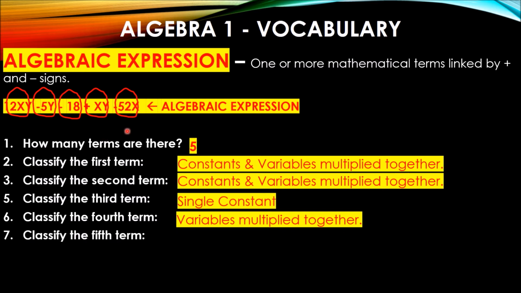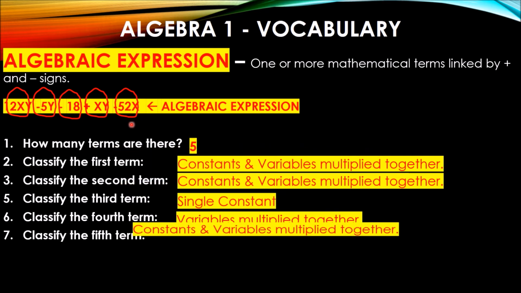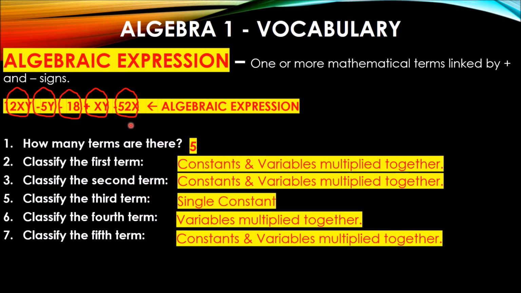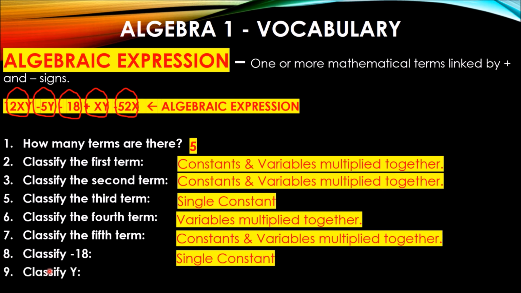Okay, finally, negative 52x. Negative 52 is a constant, it never changes. X is a variable, it always changes. And so I've got negative 52 times x. I have a constant and a variable being multiplied together. Okay, let's just do a little slight review. What is negative 18? How would you classify that? It's a single constant, but what else is it? Okay, so finally, what if I gave you a term like y? What is that? Y is just a variable.